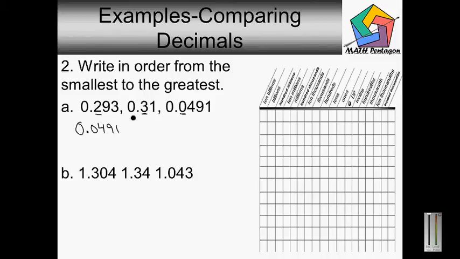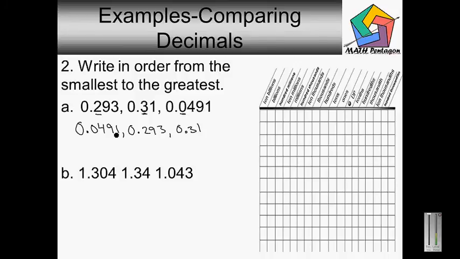And then we look at the tens place here. 2 is smaller than the 3 here. So this would be the next one. So 0.293 and then 0.31.